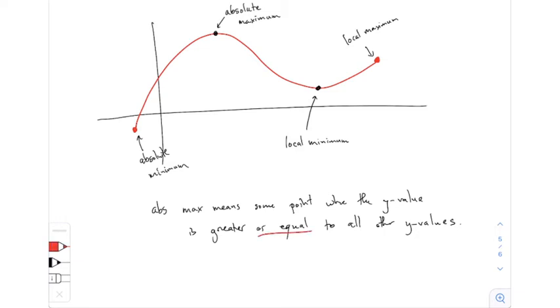That usually doesn't come up, but it is technically possible to have two separate points which are both the absolute maximum because they're like a tie. So if there's a tie, it still counts as an absolute maximum. They have to share the title between more than one point. Absolute maximum means some point where the y value is greater or equal to all the other y values. And the minimum is some point where the y value is lesser or equal to all the other y values. All right, those are absolute maximum and minimum.